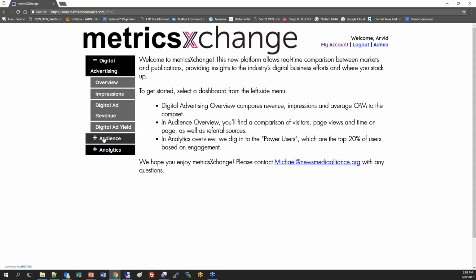But we have really three primary things that we'll go over today. We'll start with digital advertising and walk through some of the metrics, data points that we see there. We'll go a little bit into audience and then some of the analytics as well, which is our value add, the Mather proprietary engagement data that we're giving to NMA as part of this engagement. So with that, let's go ahead and start with advertising.